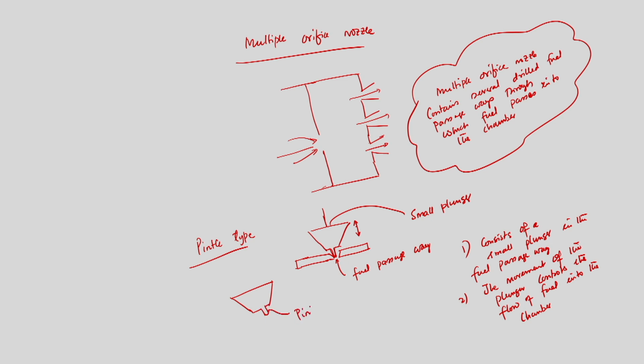This is known as the spindle. So, the movement of the pintle controls the flow of fuel into the chamber, and we will have a small plunger. It has a to-and-fro movement. We can control the movement essentially to maintain the gap through which fuel will be flowing into the combustion chamber. So, by controlling the movement of the plunger, we can control the flow of fuel into the combustion chamber.